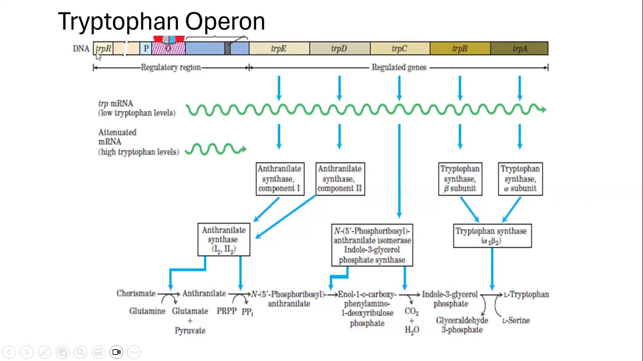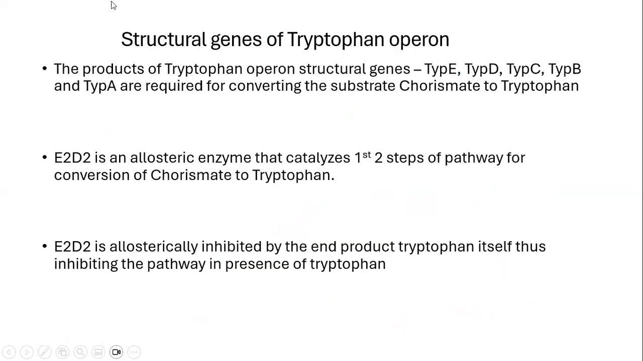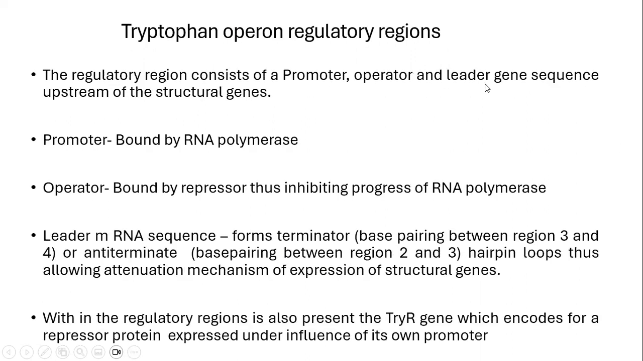Then the tryptophan repressor gene will encode a repressor protein. Repressor protein can bind at the operator sequence, inhibiting the transcription of the downstream genes. This slide discusses the points on the structure of the structural genes and their role, and about the regulatory region and their role in the next slide.